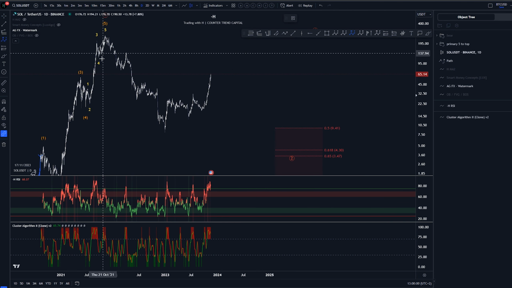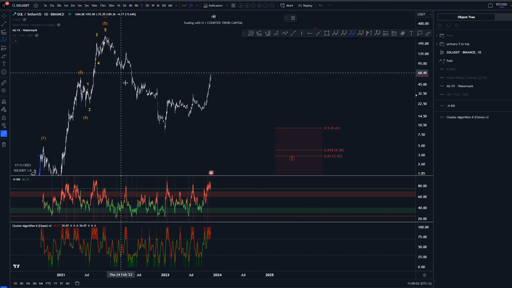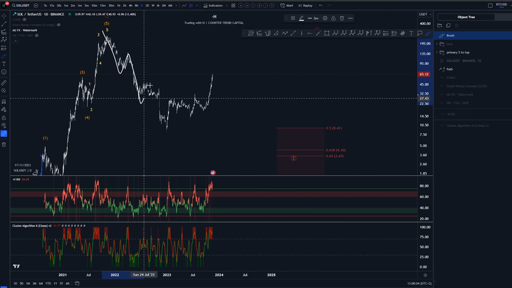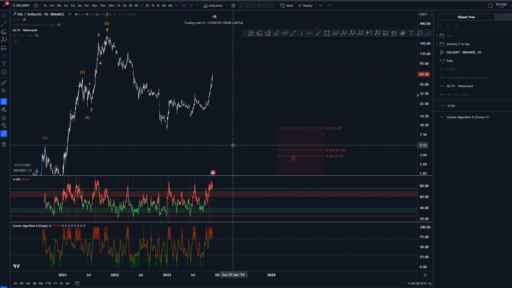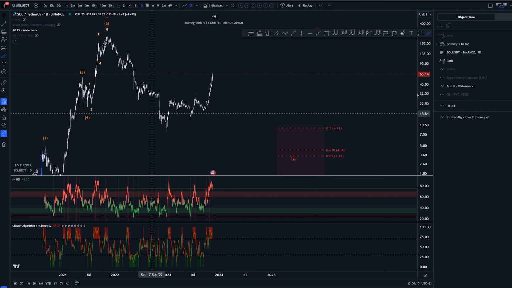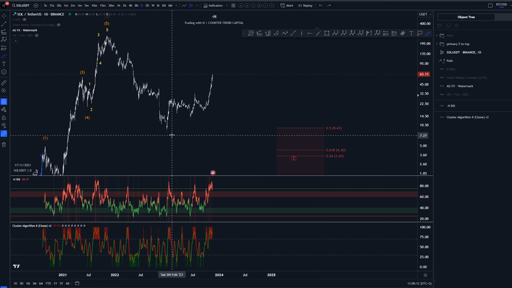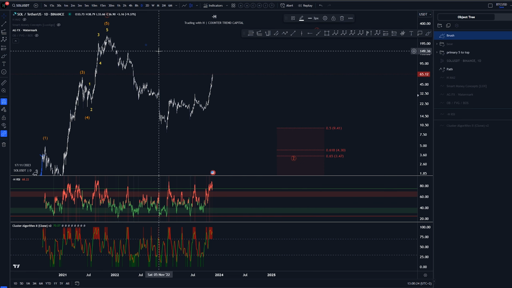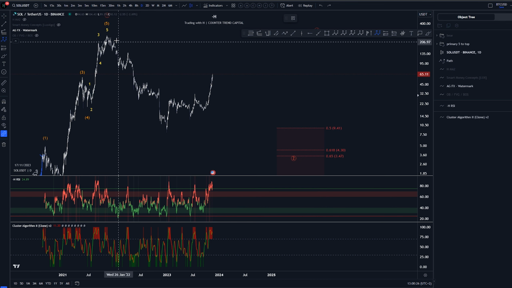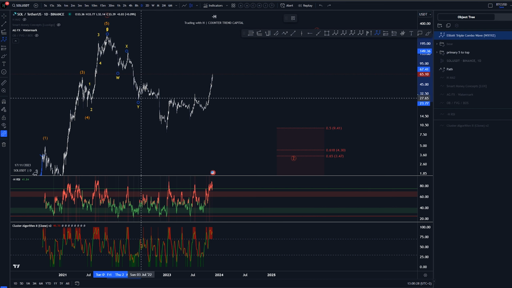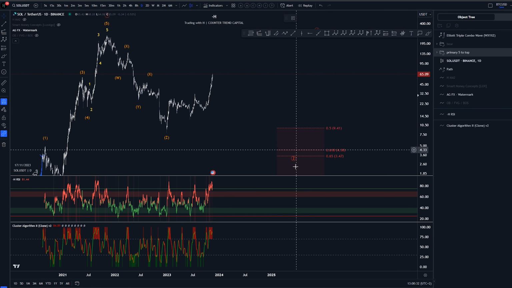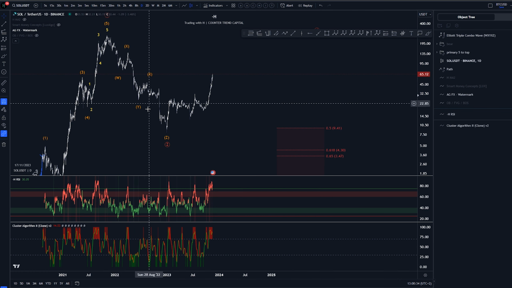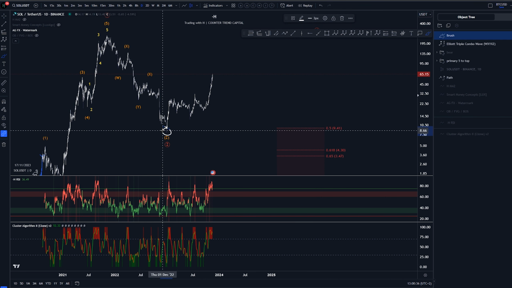Now, if we can label this into a correction here, it's kind of hard because these look very much like an impulsive structure. But if there is a chance to label that as some kind of WXYXZ potentially, so let me label that in. As a potential WXYXZ, you would have it something like this. Not my preference, but that's how you would do it if this was the start of a bull run.